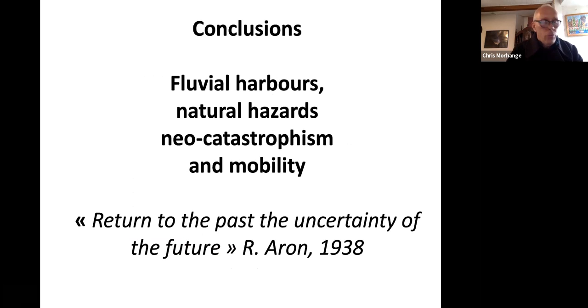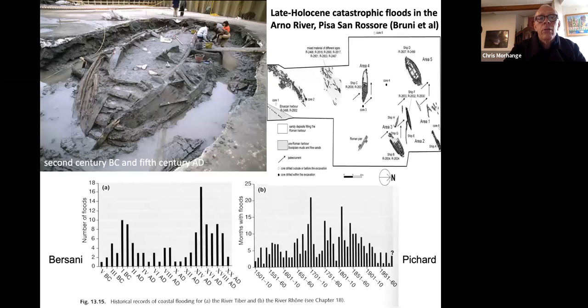Conclusion on fluvial harbor, natural hazards, neocatastrophism, and mobility. We saw yesterday that the present is the key to understand the past, but we also have to return to the past with the uncertainty of the future, because it's clear from my experience in maritime geoarchaeology, in coastal geoarchaeology, that there is a pollution by neocatastrophic research.